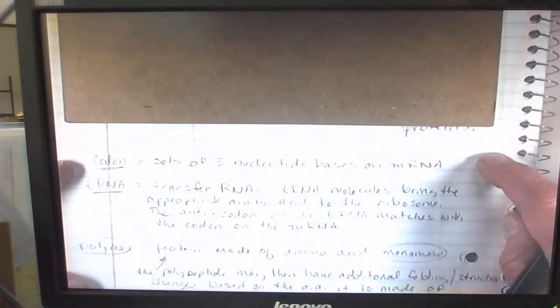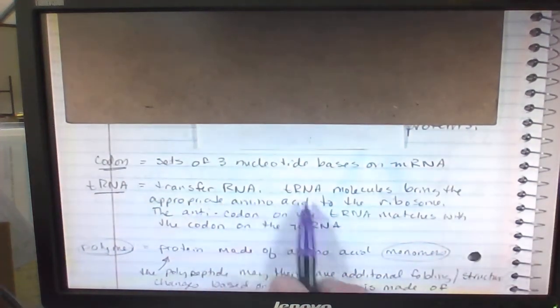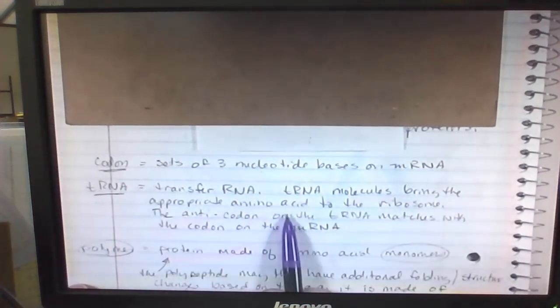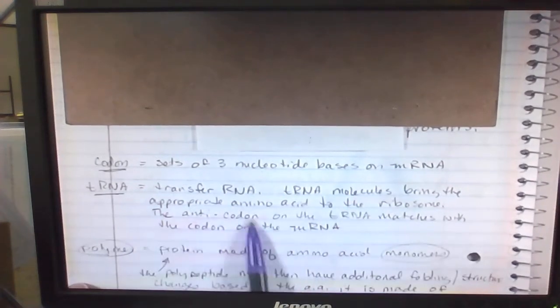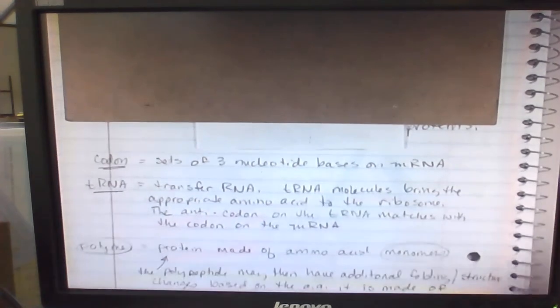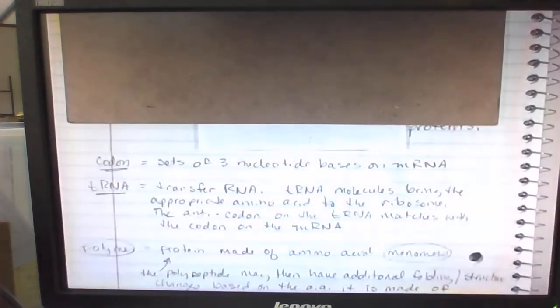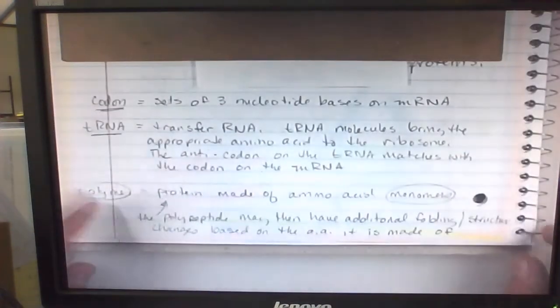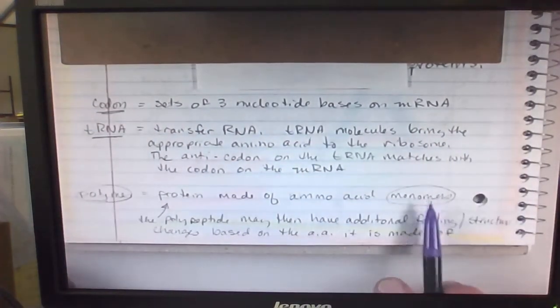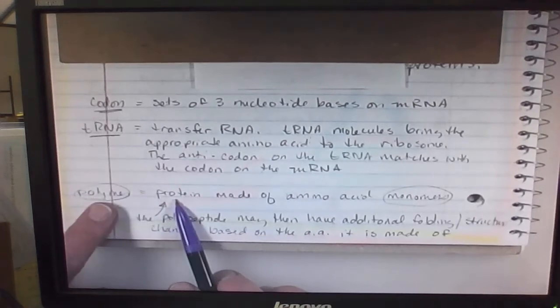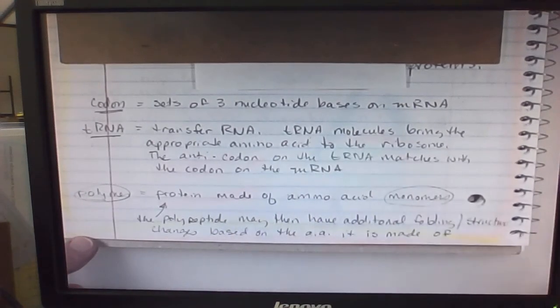The codon is a set of three nucleotide bases on messenger RNA. tRNA represents transfer RNA. Transfer RNA molecules bring the appropriate amino acid to the ribosome. The anticodon on the transfer RNA matches with the codon on the messenger RNA. Transfer RNA does not make the protein. Transfer RNA is just kind of like a shuttle vehicle. It's taking the amino acid to the ribosome so the ribosome can make the protein. Remember that a polymer is made up of monomers. The protein polymer is made up of amino acid monomers.